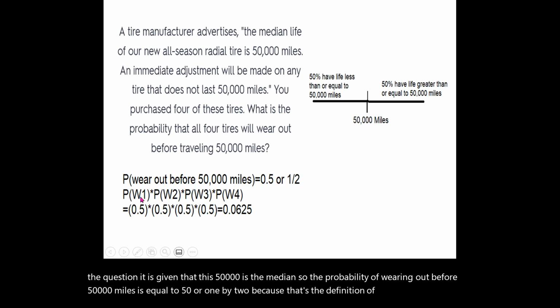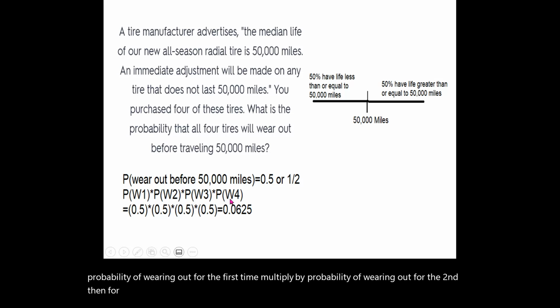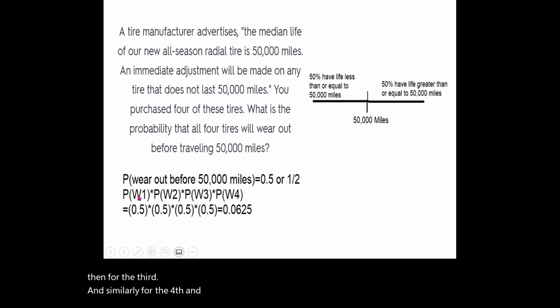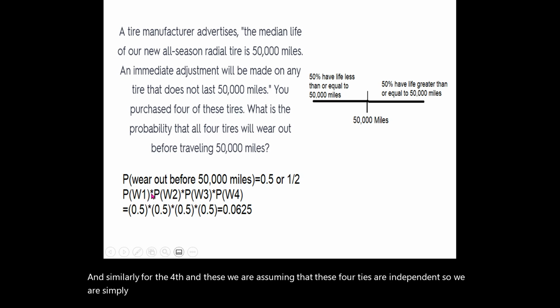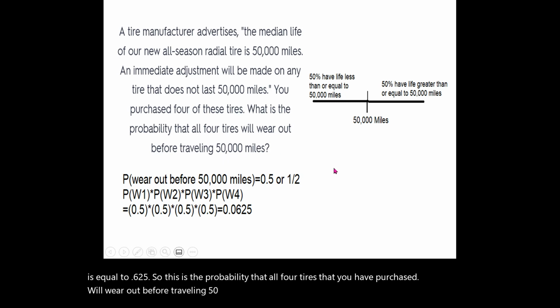Now the probability of wearing out for the first tire multiplied by the probability of wearing out for the second, then for the third, and similarly for the fourth. We are assuming that these 4 tires are independent, so we are simply multiplying the probability of wearing out for each tire. So 0.5 times 0.5 times 0.5 times 0.5, which is equal to 0.0625. So this is the probability that all 4 tires that you have purchased will wear out before traveling 50,000 miles.